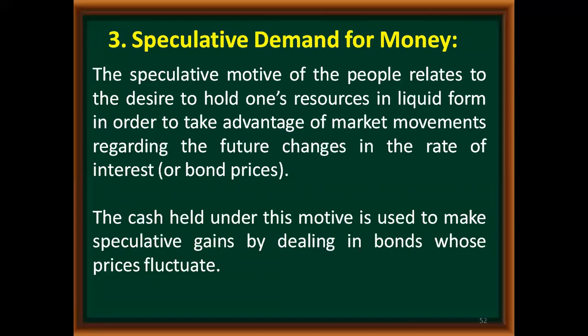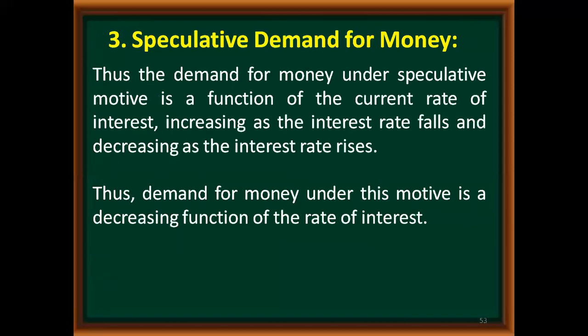Now in this speculative demand for money, the rate of interest is going to affect your demand for money. Thus the demand for money under the speculative motive is a function of the current rate of interest, increasing as the interest rate falls and decreasing as the interest rate increases. That means there is a negative, inverse or opposite relationship between rate of interest and speculative demand for money.